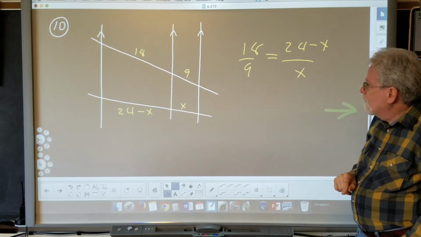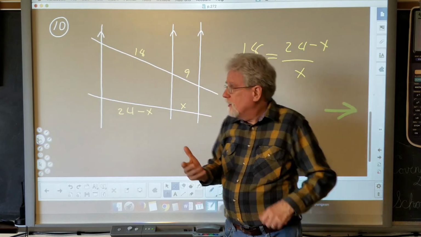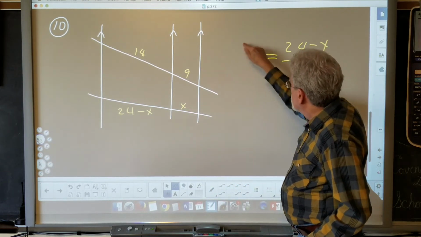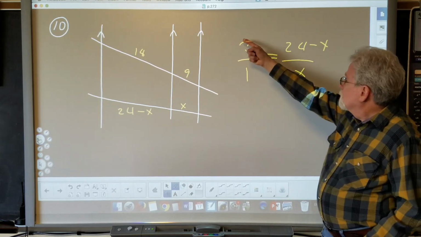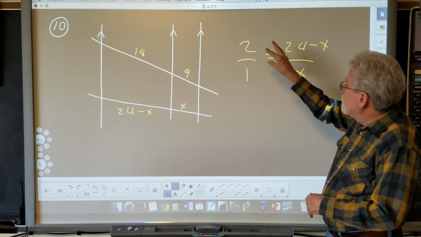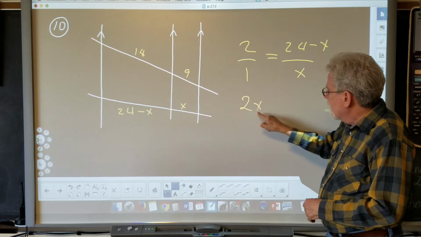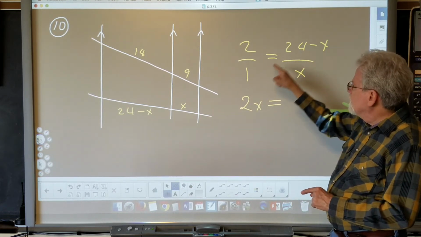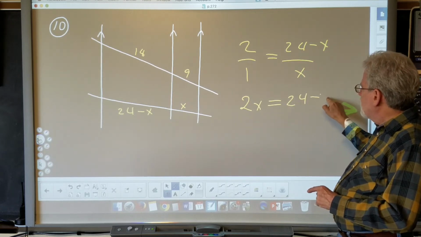Why would I do it that way? Well, that way, without even having to use theorem Peer 3, I can just reduce 18 over 9. Reduce it to 2 over 1. And now we're practically done. Cross multiply. What's it mean to cross multiply? You multiply what we call the extremes, 2 times x, and set that equal to the product of the means, we call these. 1 times 24 minus x.